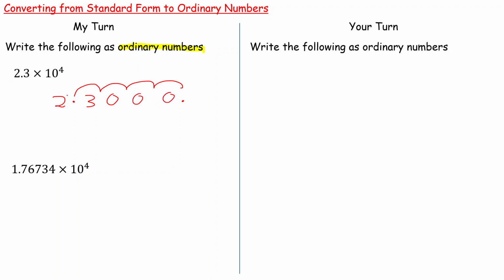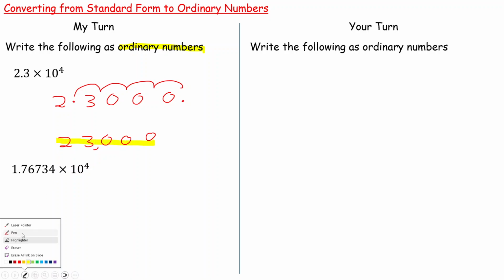So 2.3 times 10 to the power 4 we can write as 2, 3, and then 3 zeros, so 23,000. So 2.3 times 10 to the power 4 is the same thing as 23,000, okay? And that is your answer. There we go. Okay, the one below, again, just double check, is it currently in standard form?